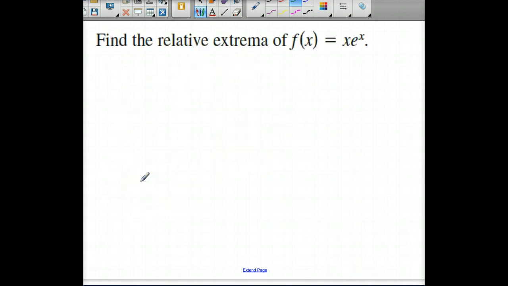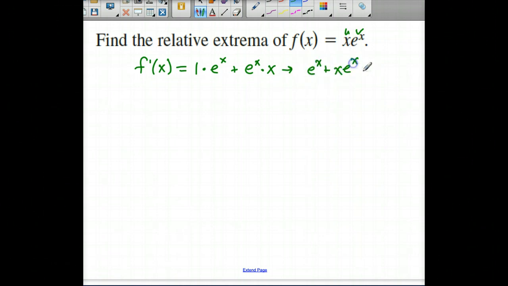Okay, if they ask you to find the relative extrema, we're just taking the derivative, setting it equal to 0. Same process, but we have a new part to our new function to deal with. So take the derivative. We're going to need a product rule. This is u and this is v. Derivative of the first times the second plus the derivative of the second times the first. And so that simplifies to e to the x plus x e to the x. We want to set that equal to 0. So we can find critical numbers.